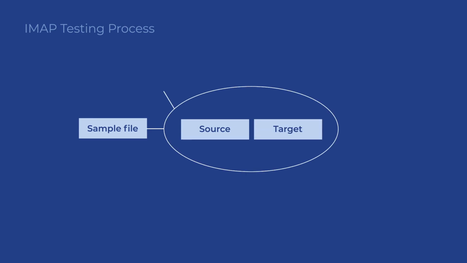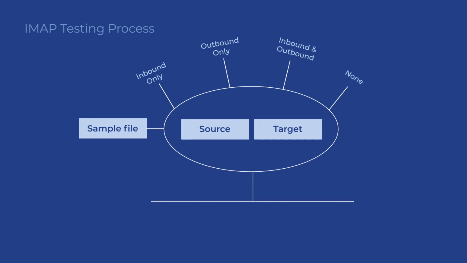Test IMAP. Process is to first upload the sample file or paste it in the sample data window. Then select the validation for the source and target. Available options are inbound only, outbound only, inbound and outbound, and none. More options will be shown to the user depending on the source and target data object.